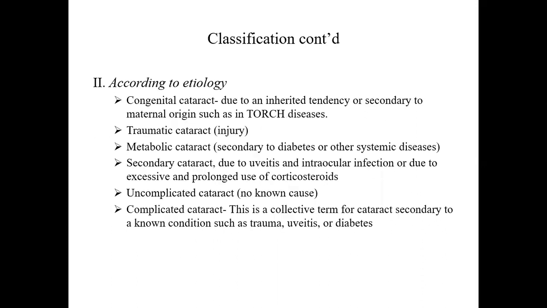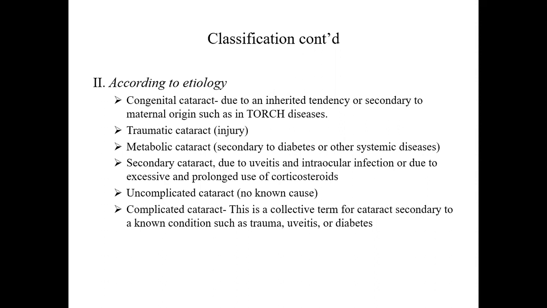Cataract can also be classified according to etiology. As we said, it can be traumatic, it can be congenital, it can be metabolic, it can be secondary to other uveitic diseases we talked about. It can be due to excessive and prolonged use of corticosteroids. There are some cataracts where the patient is around 40 years, you don't expect senile or age-related cataract. He says no history of trauma, no systemic disease, but he has that uncomplicated cataract. So that one, we don't know the cause.